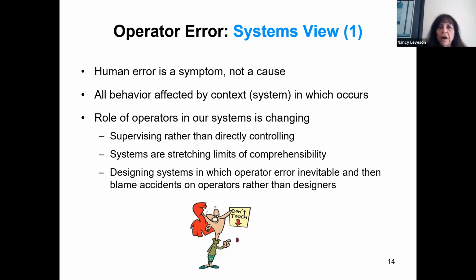And the role of operators is changing as we add more computers and other things in high technology. Operators now are more supervising computers rather than directly controlling. We put a computer and all kinds of automation between the operator and the thing they're operating. And systems are stretching the limits of comprehensibility.